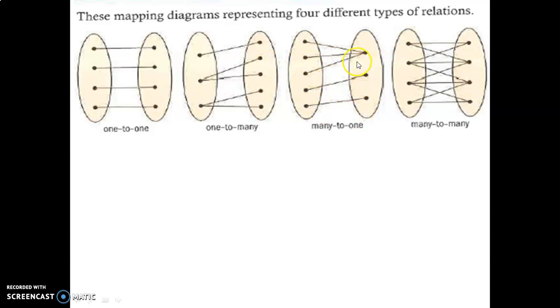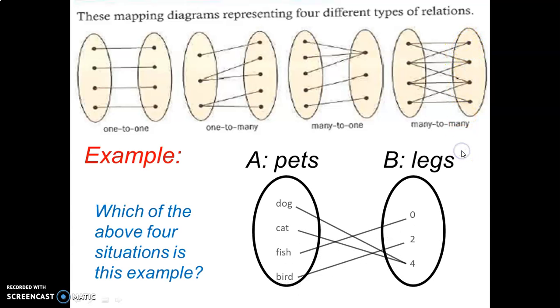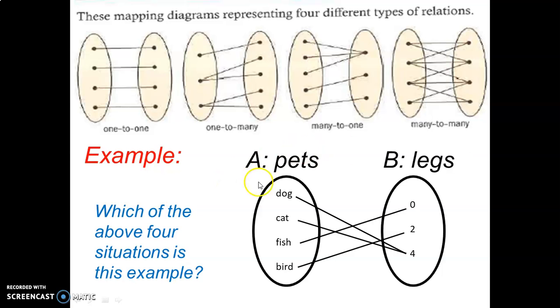Another mapping diagram situation is many to one. So here's many things from this set matched to a single thing here. So many of these, three of them, are all matched to one here. So many to one. And another relationship we can have is many to many. You can see this one here, many to many, and on this side also many come into one.